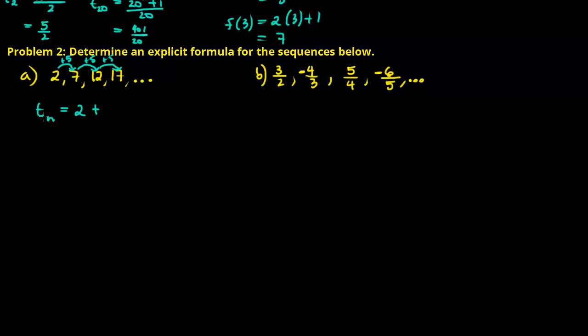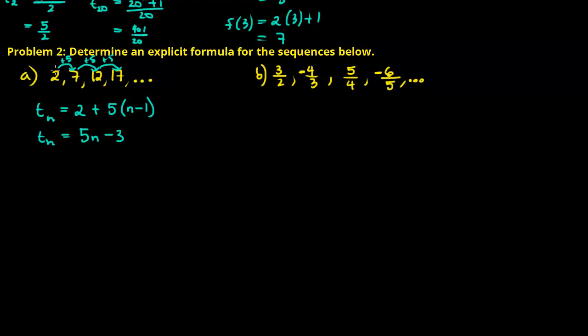So it seems like t sub n is going to be 2 plus 5 times n minus 1. So 1 less than the term number. So my formula is going to be t sub n is equal to 2 plus 5 times n minus 1. And I can simplify this. I can say that t sub n is equal to 5n minus 3. Okay, so that's the explicit formula for that sequence.